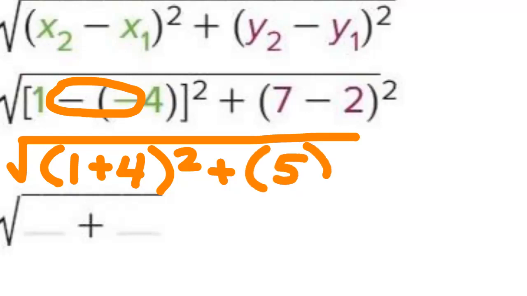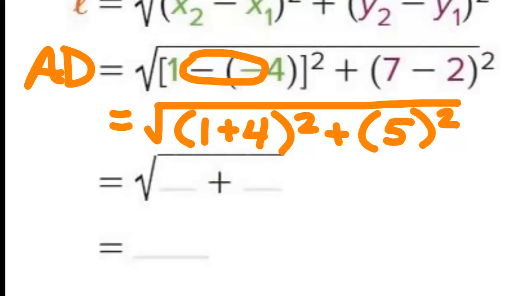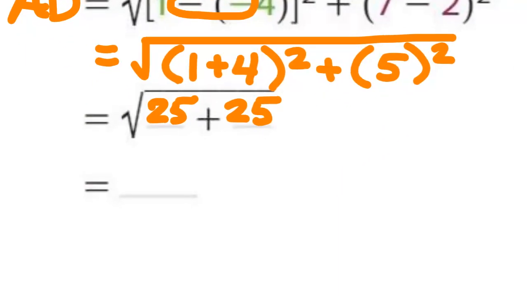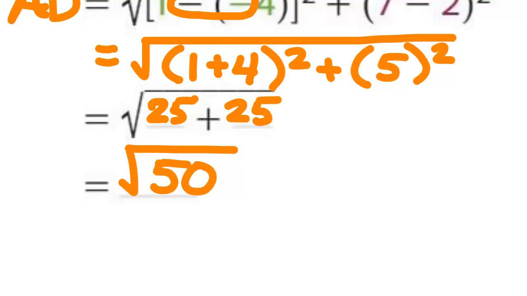So I have 5 squared. What's 1 plus 4? 5. 5 squared. So I have 25 plus another 25. What's 25 plus 25? 50. So underneath my square root sign, I have 50. Square root of 50.